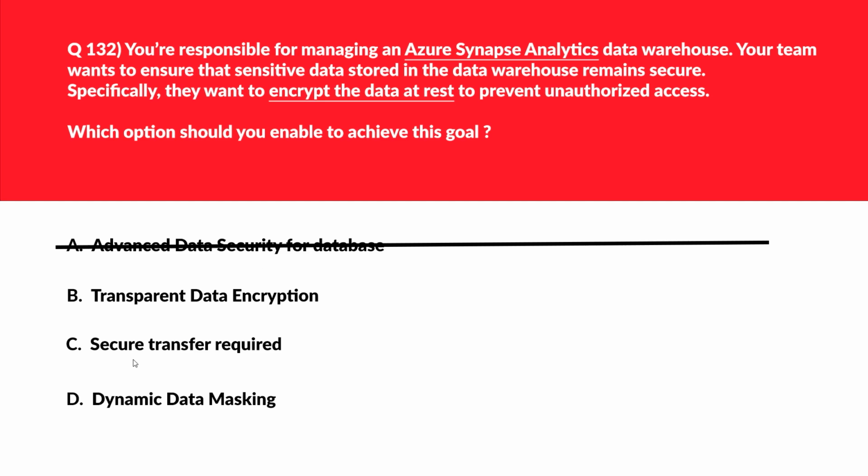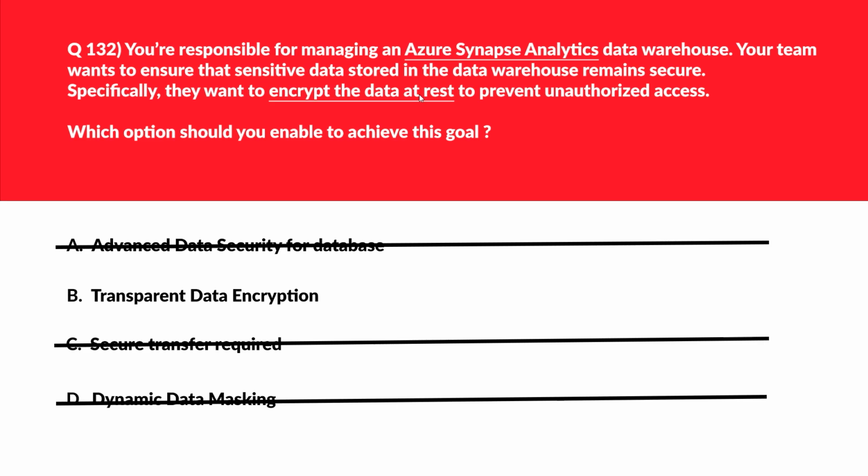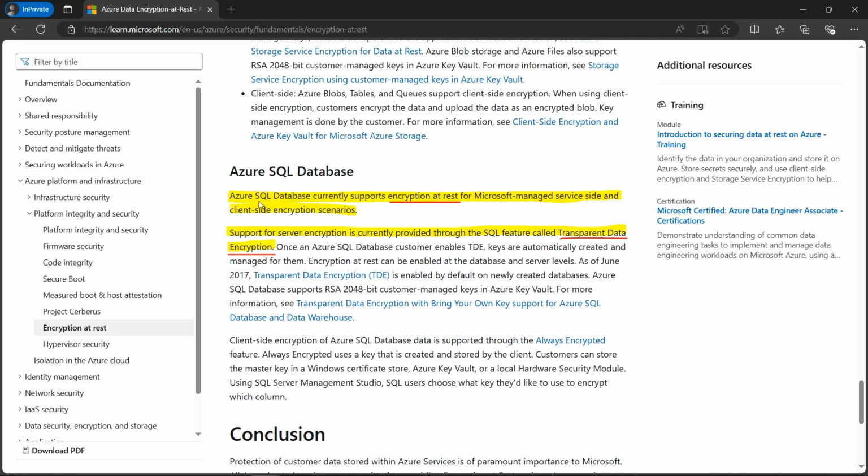Let's move to option C. C says secure transfer required. Secure transfer required is related to data in transit and not data at rest. So wrong answer. Let's move to option D. Dynamic data masking. Dynamic data masking helps in obfuscating sensitive data in query results. Again, it doesn't handle data encryption at rest. Let's reject this.